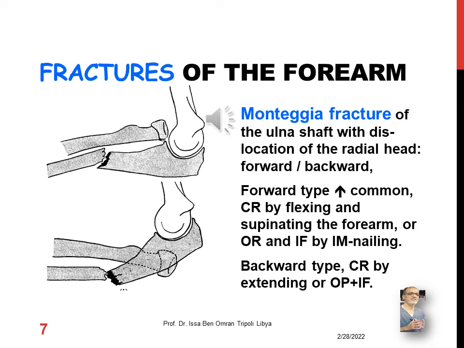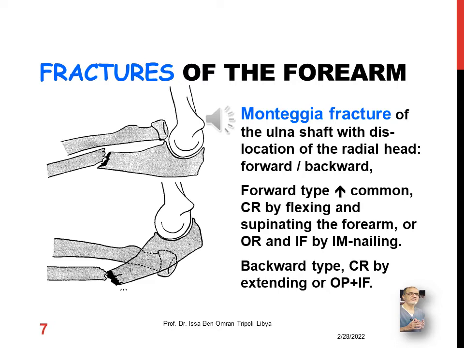As in this case, the Monteggia fracture is a fracture affecting the ulnar shaft with dislocation of the radial head at the proximal end of the forearm near the elbow joint, either forward or backward dislocation of the radial head. The forward type of dislocation of the radial head is more common.